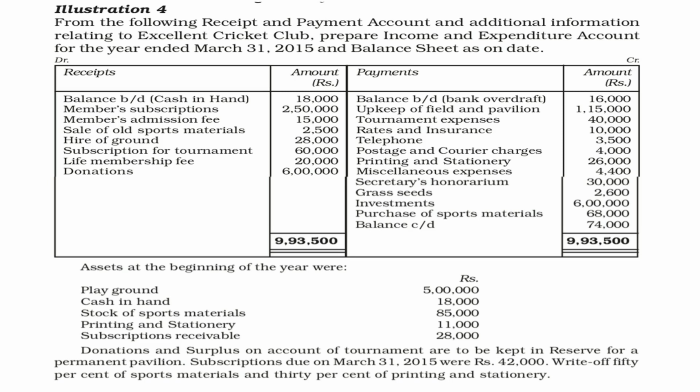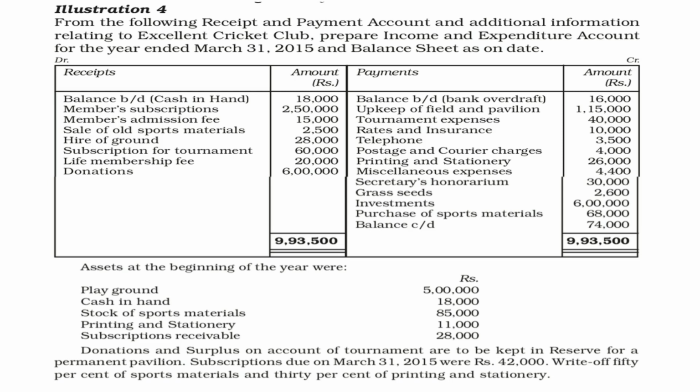First of all, the items from the receipt side. The first item is balance brought down, cash in hand. We have already studied that the balances of cash in hand or cash at bank at the opening and closing are not taken in the income and expenditure account.